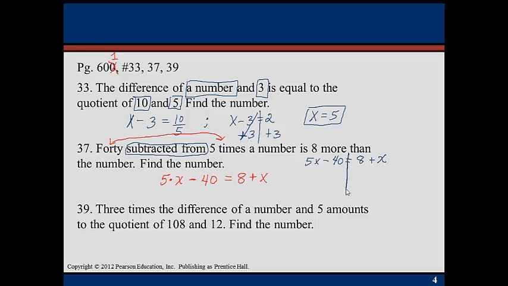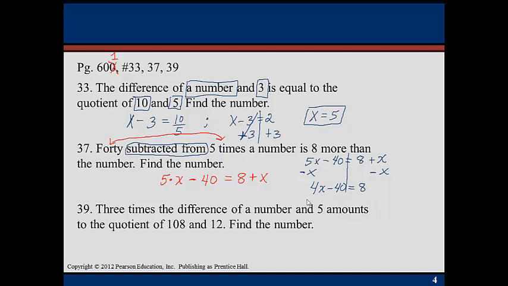We'll draw the line down the equal sign. We have variables on both sides, so let's get our variables together. In order to move this x, we're going to subtract x. And we're going to subtract x. So now we have 4x minus 40 equals 8.